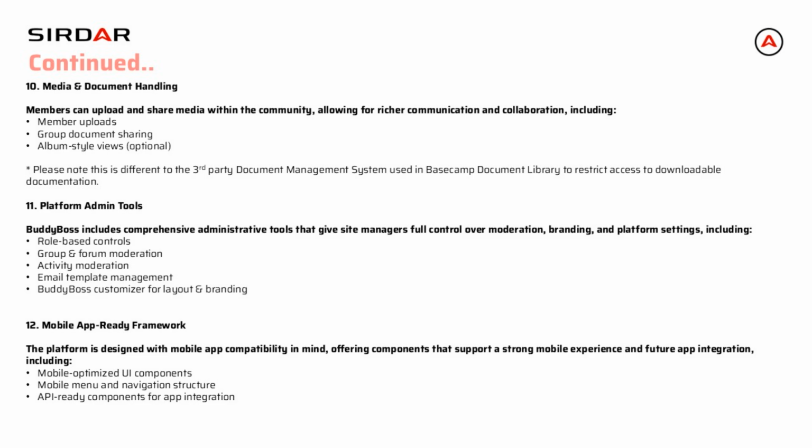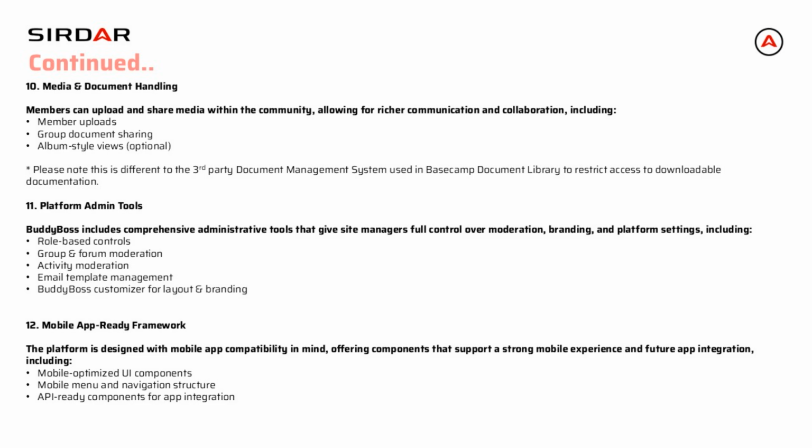Feature 10 is media and document handling. This allows members to upload and share files directly within the community. They can post photos, documents, and other media in their activity feed or within groups. BuddyBoss also supports optional album-style views for organizing uploads. It's important to note that this is different from the dedicated document library used in Basecamp. BuddyBoss handles simple member uploads for conversations and collaboration, while the separate Document Library Pro system manages structured, access-controlled downloads for official resources.